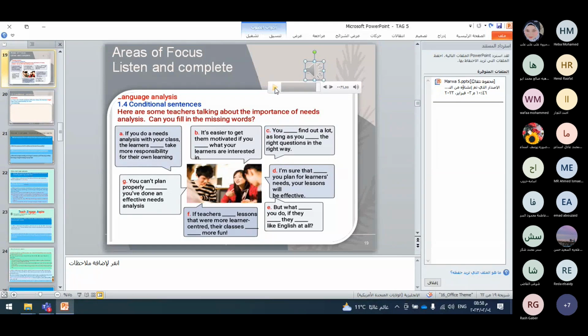Yes, that's it. So the last answer: gave, would, and be. Would be. Gave, would be. That's it. Okay, which conditional is it? The second. Excellent, the second conditional. Now, box G, read it first, please.